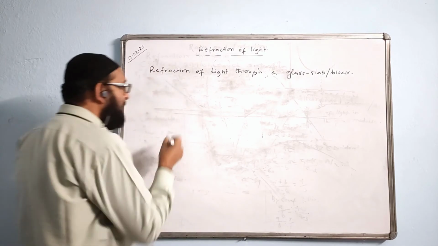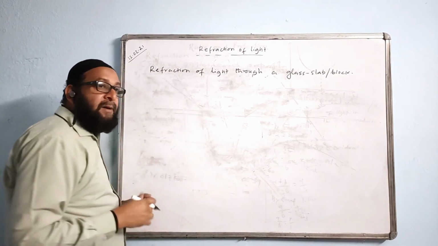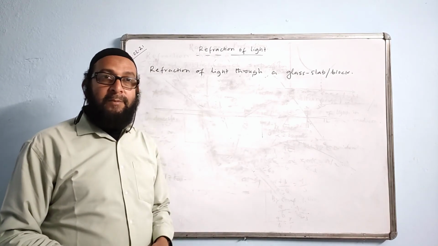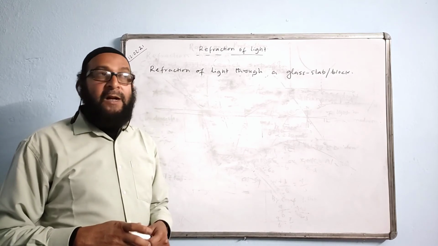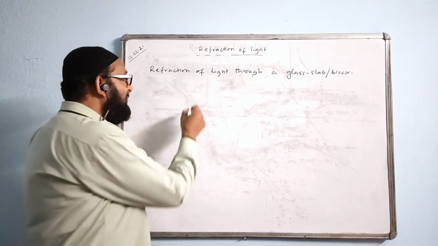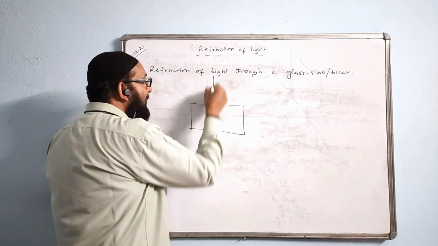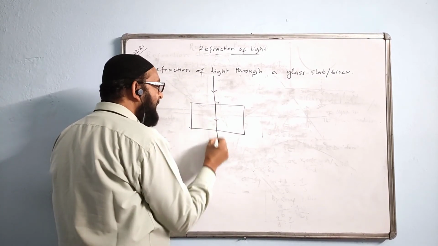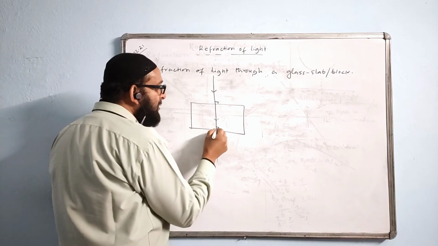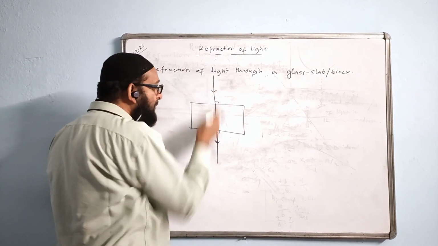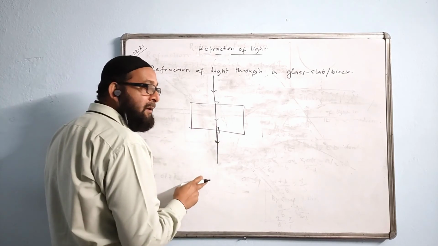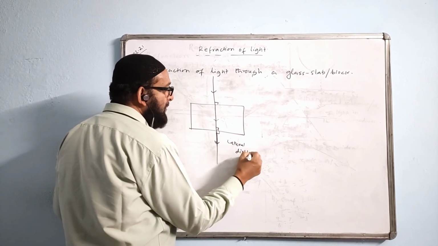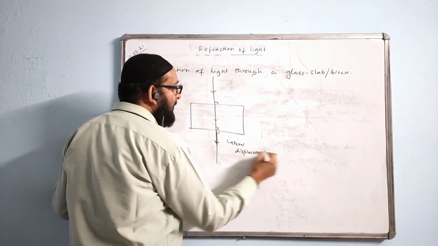Now, when will the lateral displacement be zero? When will there be no lateral displacement through a glass block? The answer is when the ray of light passes the surface normally, like this. If the ray of light passes this way, at 90 degrees, it will go straight. It will continue going straight without bending. What is the value of lateral displacement? There is no lateral displacement because the same ray is passing out. We don't have two parallel rays. So lateral displacement value is zero in this case, minimum.